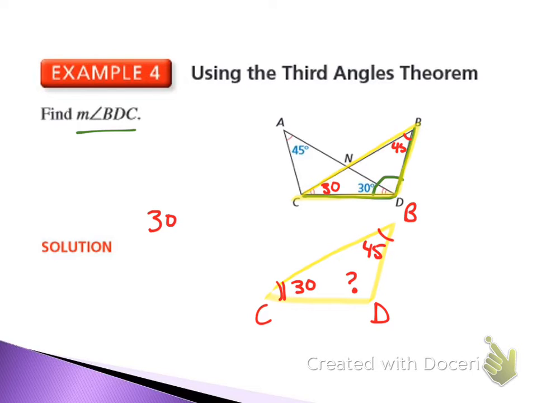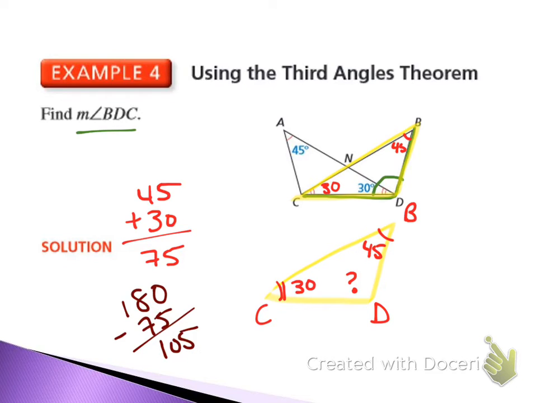Add them, 30 and 45, which makes 75. And then what do we do, Josh? Subtract from 180. So 180 minus 75 is 105. So we're going to say the measure of angle BDC is 105 degrees.